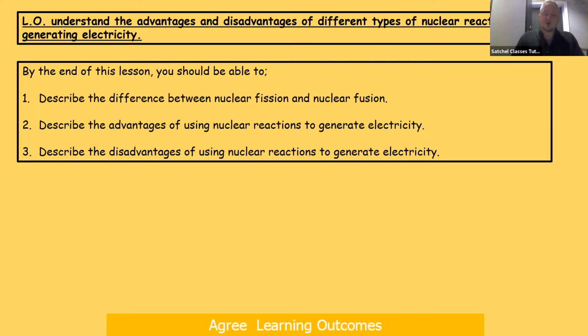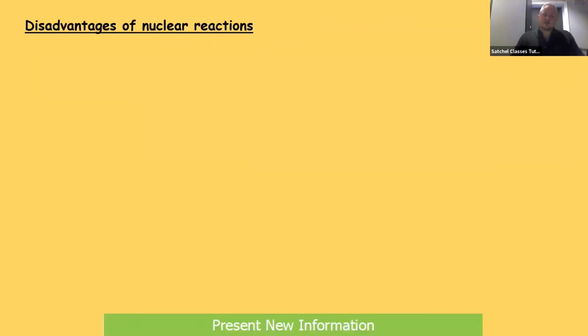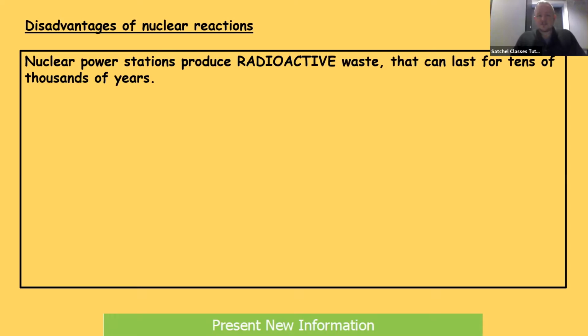Now, if you are quite like-minded, then you'll realize that once you know one side of the argument, the other side of the argument usually is the opposite or something linked to it. If we know the advantages, the disadvantages become pretty clear. But there are a couple of specific disadvantages to nuclear reactions to generate electricity that we do need to be aware of. So, first one, nuclear power stations produce radioactive waste that can last for thousands of years.